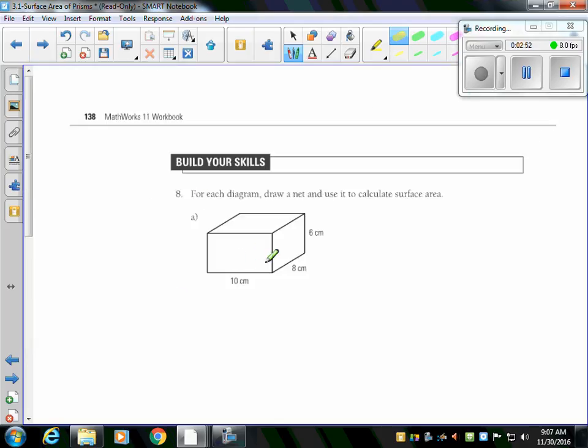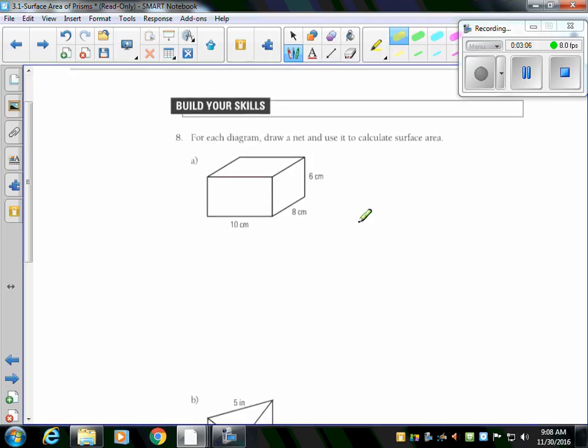This one will be very similar. You're going to end up with a net that'll have two sides that are 6 by 8s, two sides that are 10 by 6s, and two that are 10 by 8s. You can follow the example very similarly.